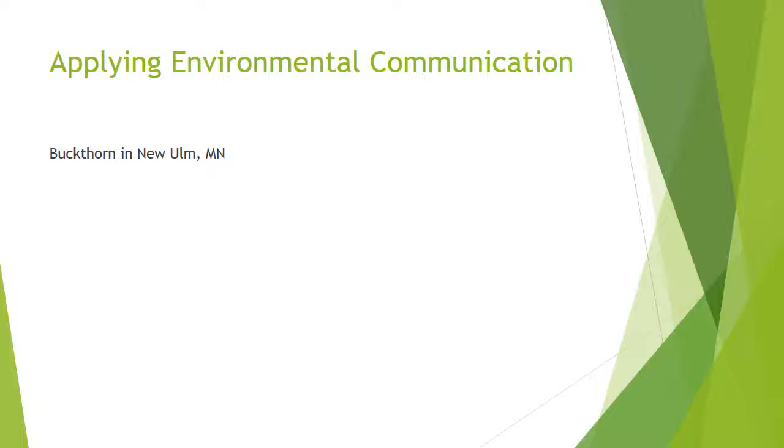Applying environmental communication. Like many other communities in the United States, the city of New Ulm, Minnesota has a problem with buckthorn. Buckthorn is a brush that is considered an exotic species and a nuisance. The best form of removal is cutting it down and destroying all of the plant, including all of the roots. Buckthorn removal requires constant vigilance and makes complete eradication nearly impossible. Under Minnesota state law and guidelines from the Department of Natural Resources, it must be removed wherever it is found.